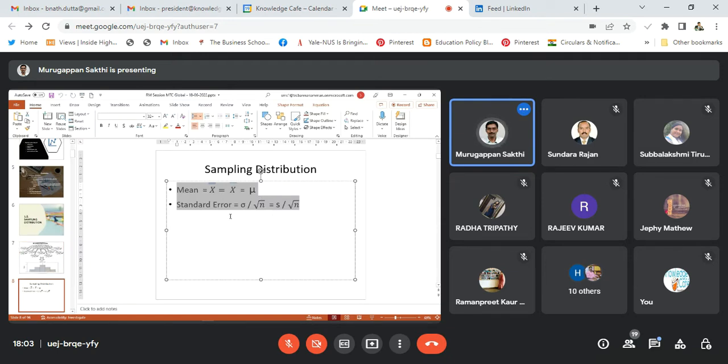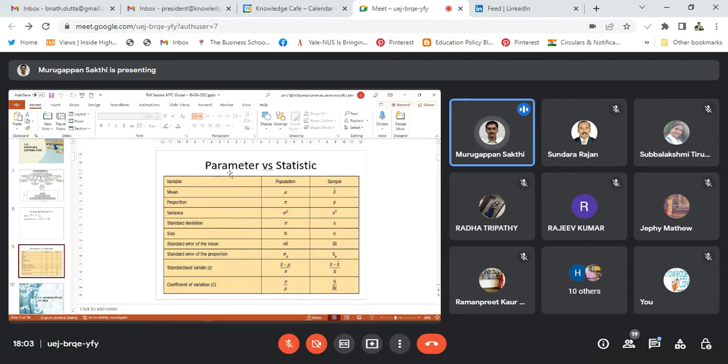Based on this principle only, we are trying to make an inference about the population by using the sample, right? And the various notations we covered yesterday: the population parameter notations and the sample statistic notations. It is universal. Wherever you see the symbol, you can understand whether it pertains to the population or to the sample.